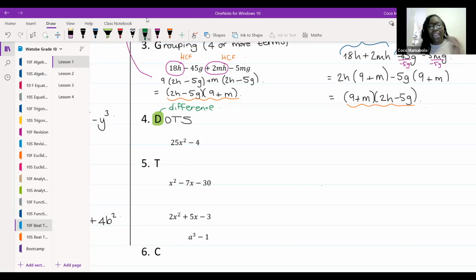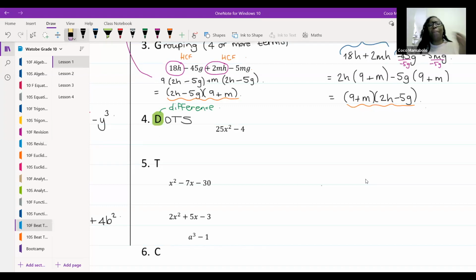Good. It means minus. So the basic idea behind dots is that there must be a minus in between here. There must be a minus in between. If there was a plus here, if we had 25x squared plus 4, can I factorize that? Am I able to factorize 25x squared plus 4? No. Good. I'm glad you guys are with me. There must be a difference in between.